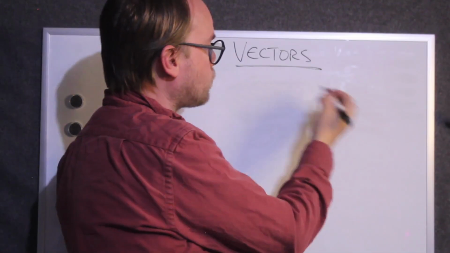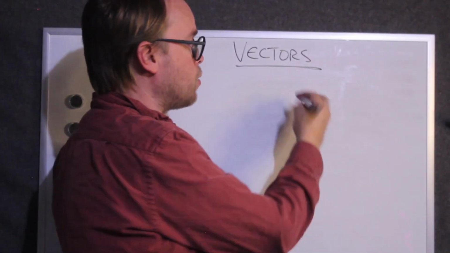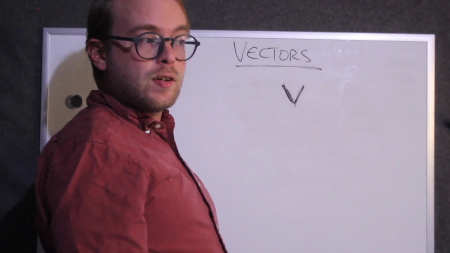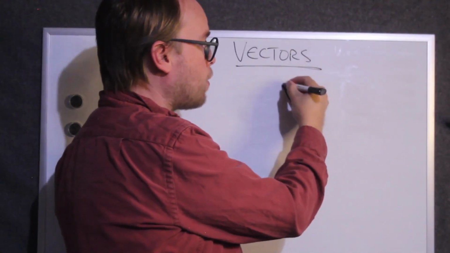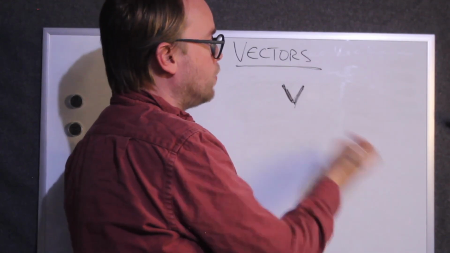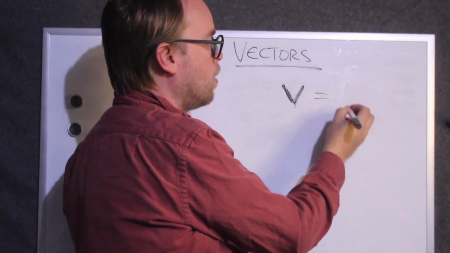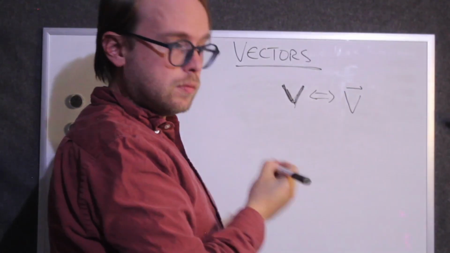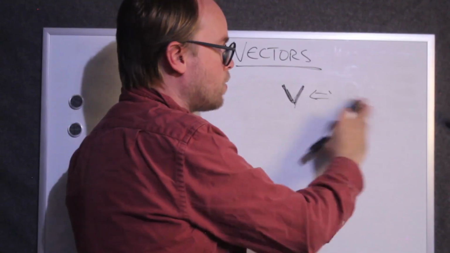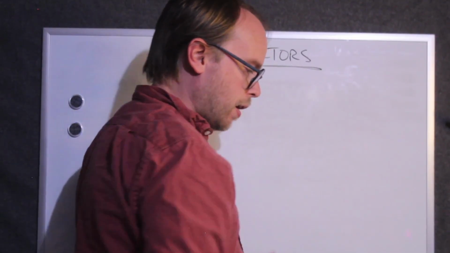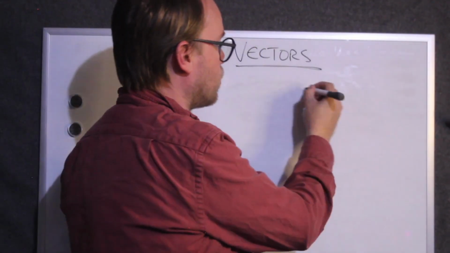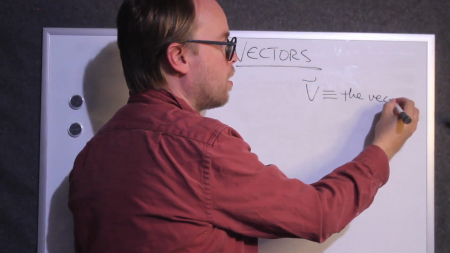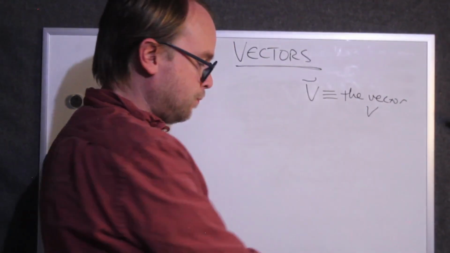When writing a vector in text or textbooks, you'll usually see it in bold, like this. That's difficult to actually write on paper or a whiteboard, so we will typically write it with an arrow over the top of it. Okay? So that's how we denote a vector while writing. So this is defined as the vector v.